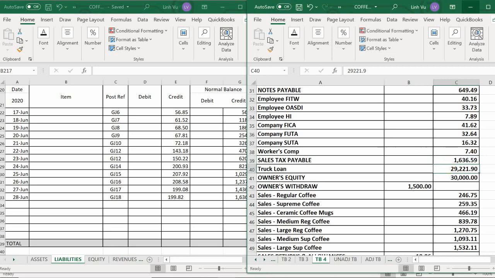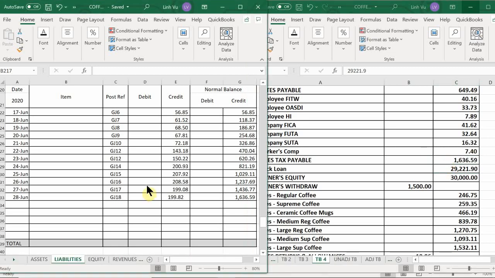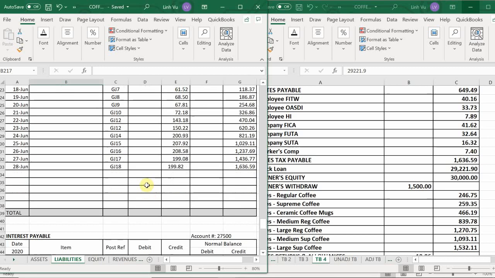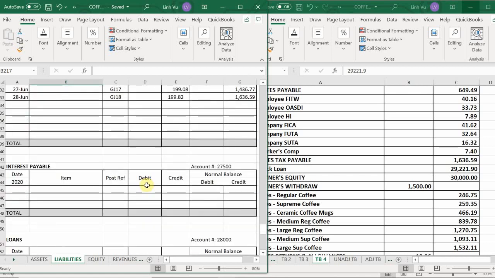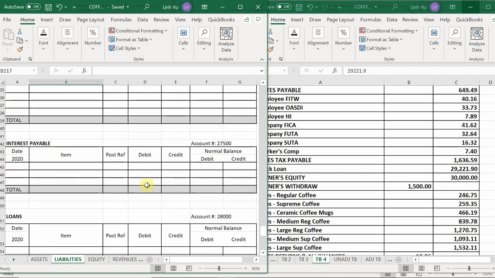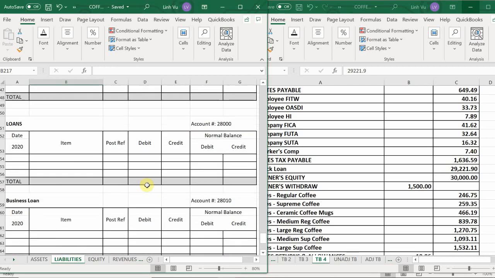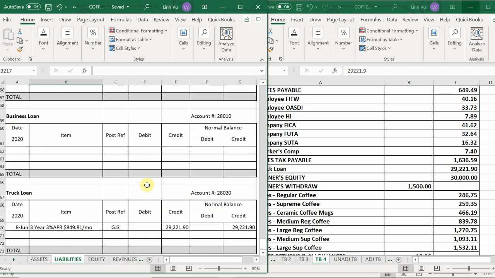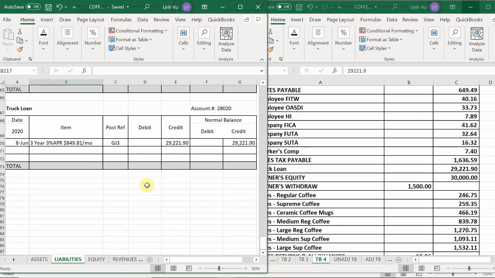$1636.59. Okay. Let's see. Interest payable, nothing there. Okay. Loans, right? Business loans, no. And truck loan, right? Still for $29,221.90. Okay. And we're done with our liabilities.